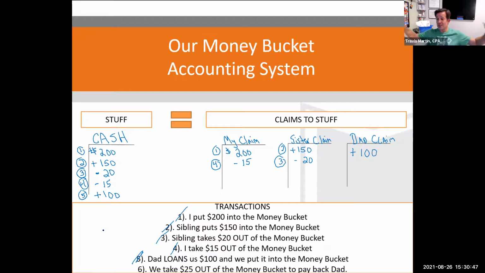But number 6, here's the big one. We'll see if you have your thinking cap on here. We take $25 out of the bucket and we pay back Dad. First part of that's going to be easy. We take 25 out of the bucket, minus 25, and pay back Dad.